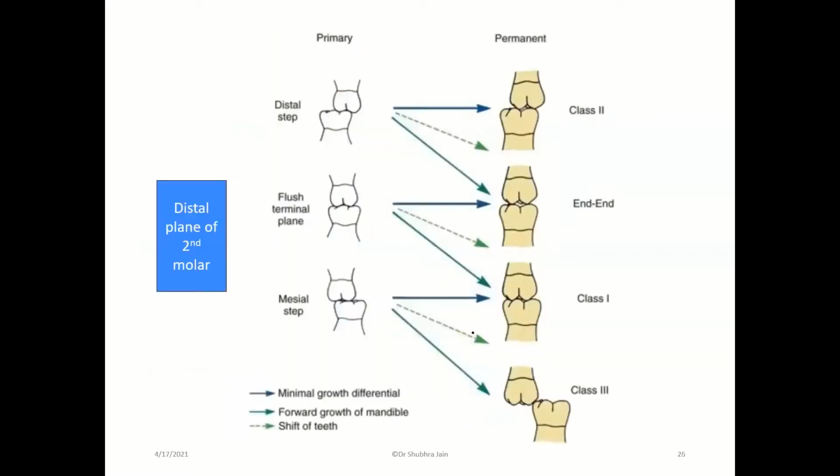Do you want me to repeat? I'm going to discuss whatever we discussed on the previous slide. The same thing is here. If we have a distal step relationship after the utilization of the early shift and late shift, the molars are going to land into class 2. If there is forward growth of the mandible, the mandible is going to go forward and it is going to end into end-on.